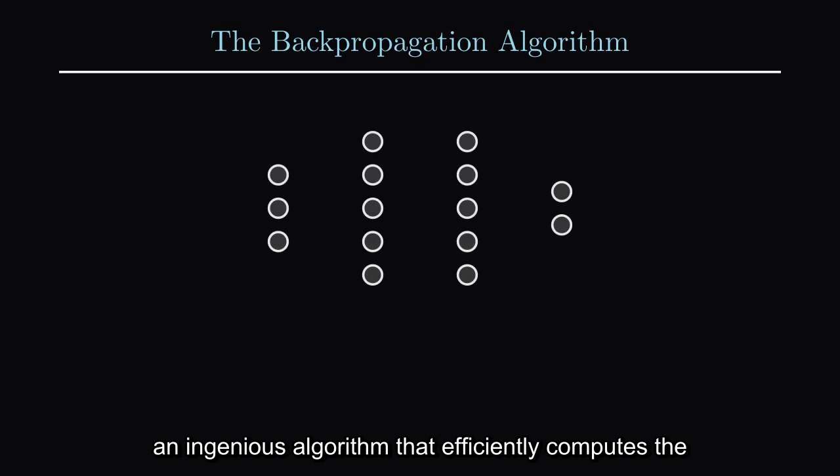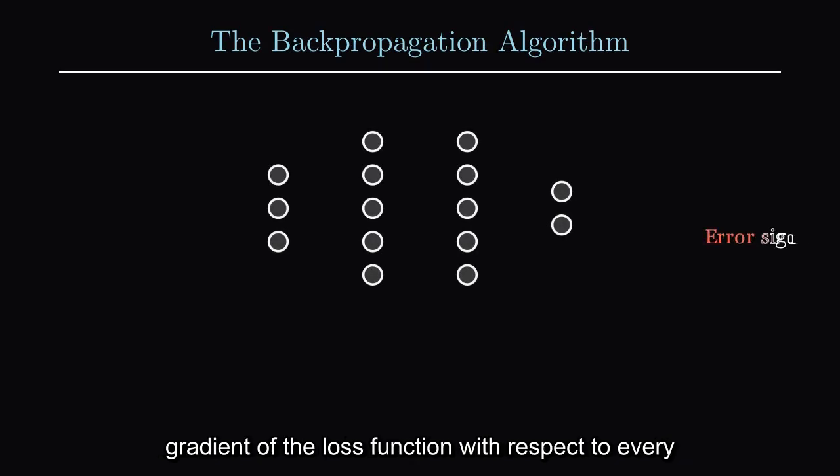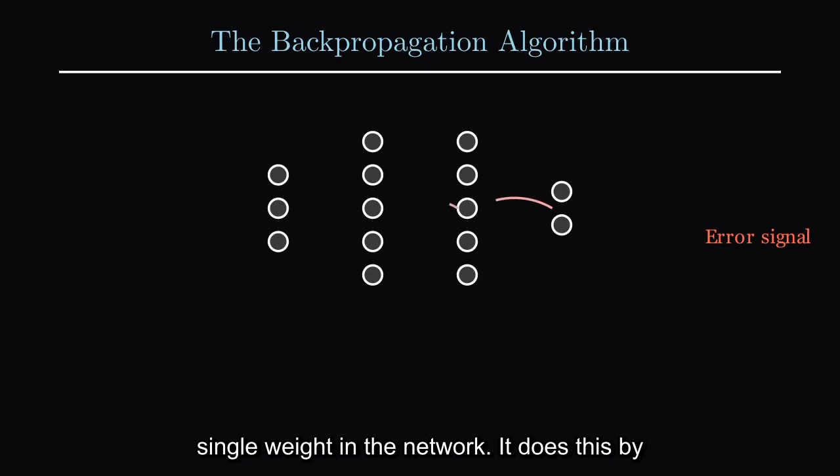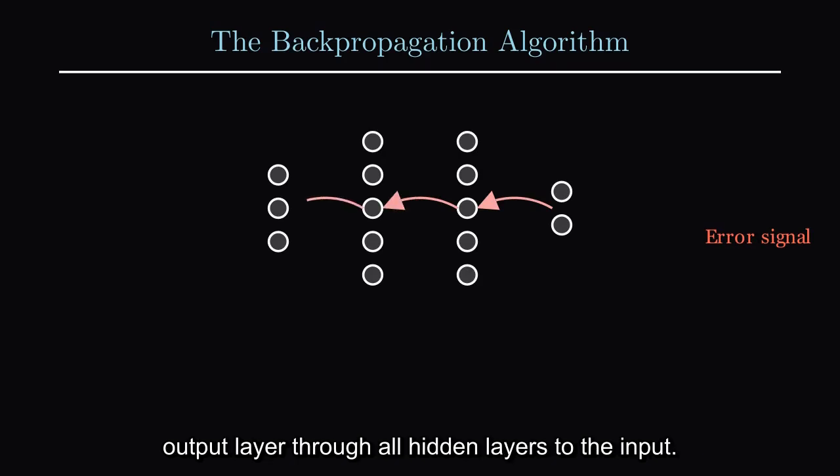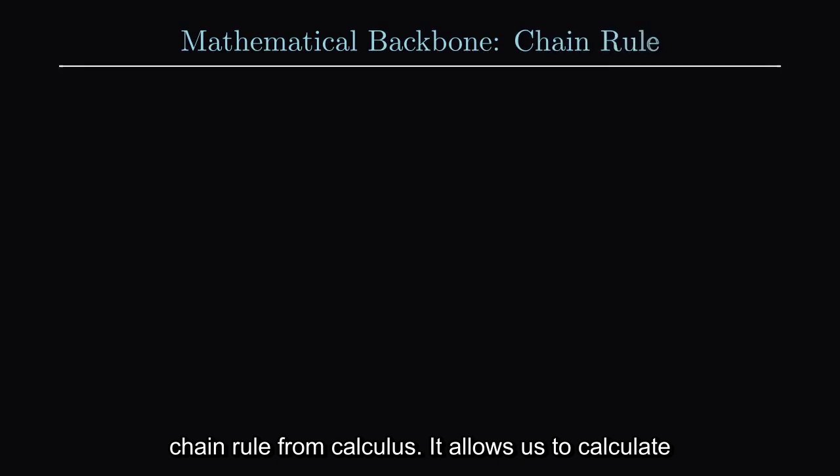Backpropagation is an ingenious algorithm that efficiently computes the gradient of the loss function with respect to every single weight in the network. It does this by essentially propagating the error backward from the output layer through all hidden layers to the input. The mathematical backbone of backpropagation is the chain rule from calculus.